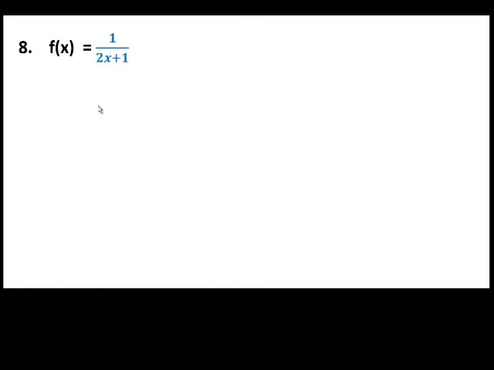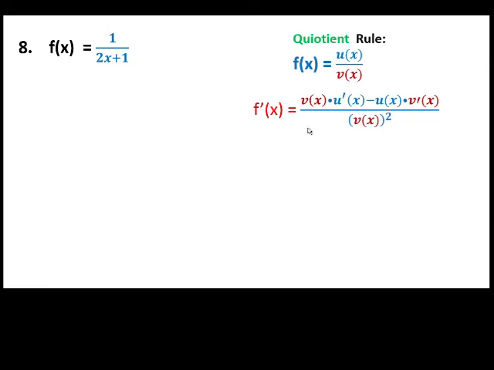find the derivative of f of x equals 1 over 2x plus 1. So this is the quotient rule in our derivative rules. The numerator is u of x and the denominator is v of x. The derivative of this function is equal to the denominator times the derivative of the numerator minus the numerator times the derivative of the denominator, all over the square of the denominator. So f prime of x is equal to the denominator times the derivative of 1, which is 0, minus the numerator 1 times the derivative of the denominator, which is 2, all over the square of the denominator.